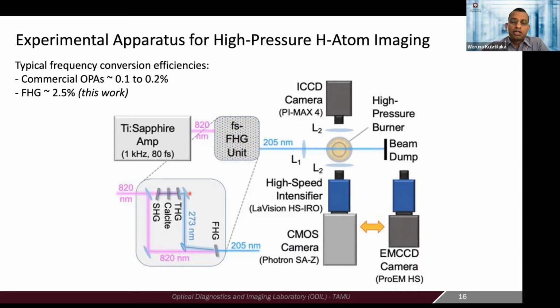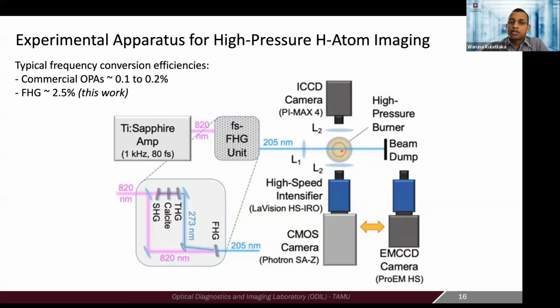So we have developed a home-built system. We have optimized this system over the years, and we call it femtosecond harmonic generation. If you take this laser at 820 nanometers and frequency double it, you get 410 nanometers, and then you double it again, you get 205 nanometers. That is what we needed for H-atom. By doing this, you can get significantly higher conversion efficiency, although 2.5 percent is still a low number, it's significantly higher compared to what you can get from commercial systems.